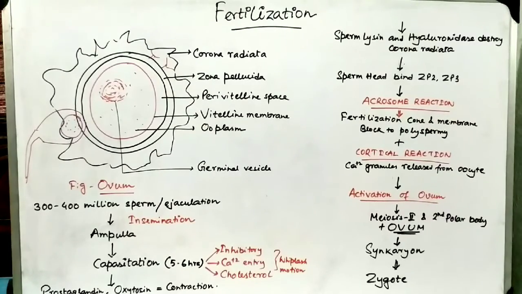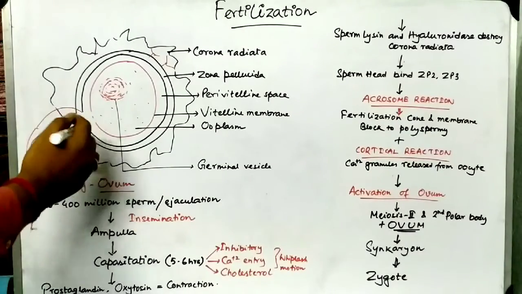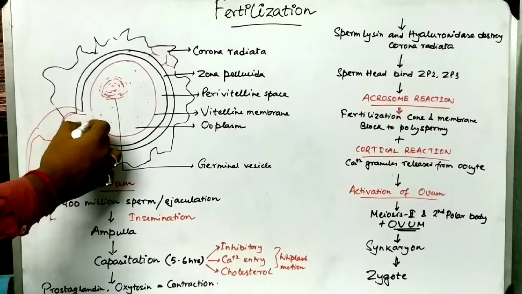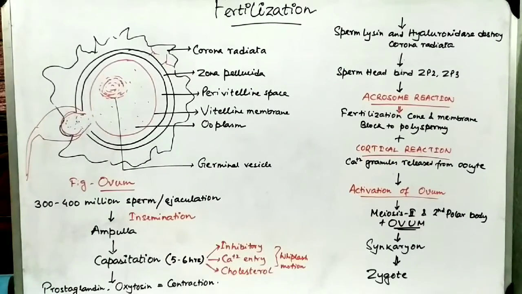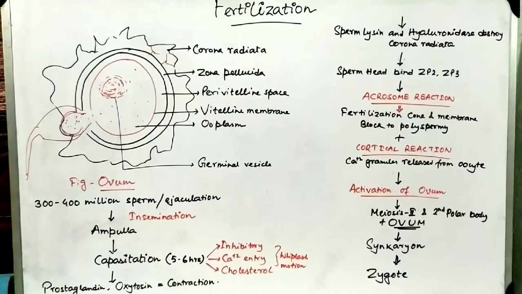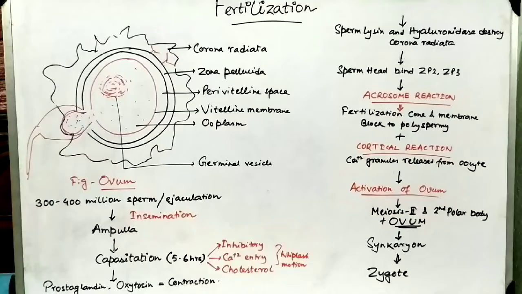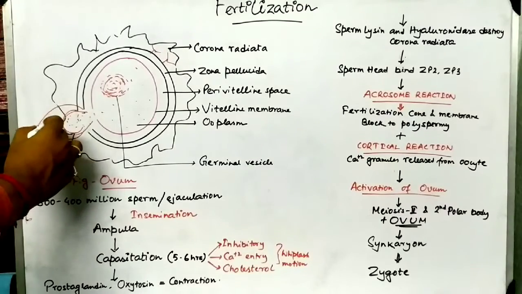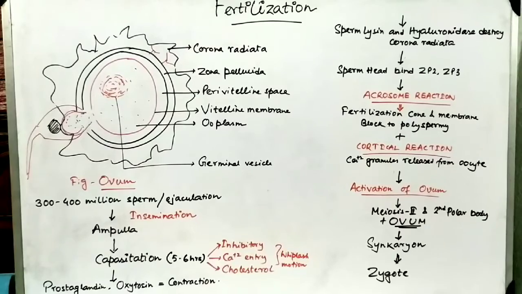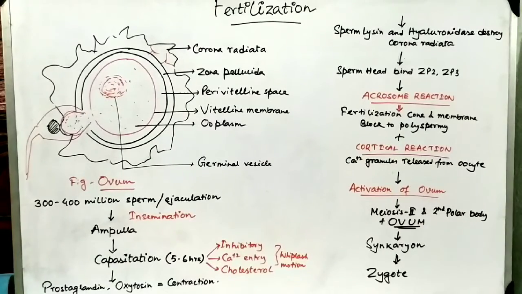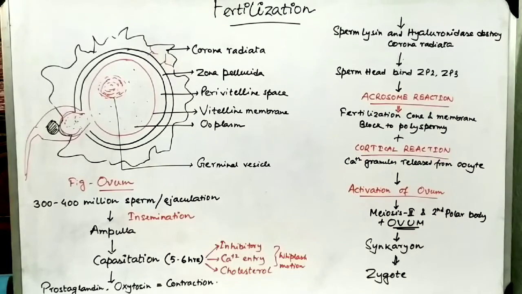Now, when the sperm head reaches the perivitelline space, a cone-like structure will form. It is known as the fertilization cone. This fertilization cone will accept the sperm nucleus, which is present behind the acrosomal vesicle. The sperm nucleus will enter inside the perivitelline space. At that time, the cortical reaction will happen.